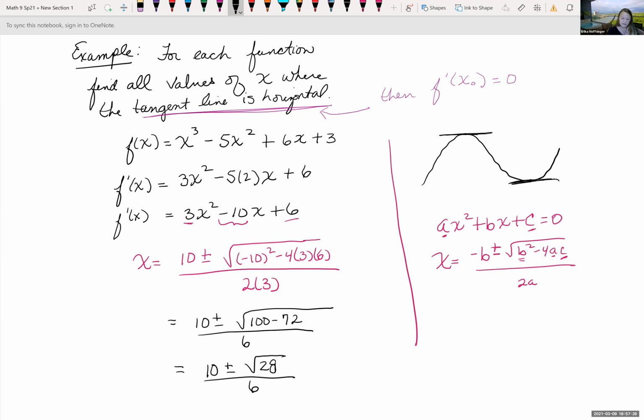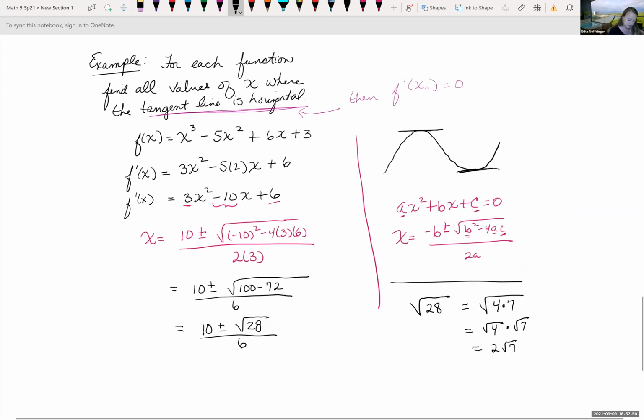4 times 7 is 28. So recall, if we have the square root of 28, we can break this down as the square root of 4 times 7. Since it's strictly multiplication, this is the same thing as the square root of 4 times the square root of 7. And the square root of 4 is 2, so this is 2 root 7. So this is equal to 10 plus or minus 2 root 7, all over 6.